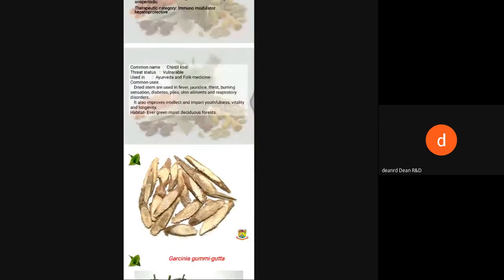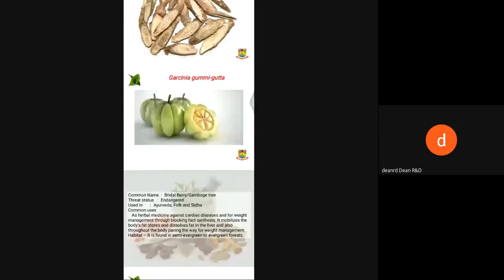Then the next one is the Garcinia gummi-gutta. This is a substitute for our tamarind in the Konkan Valley as well as in Kerala. They use it very widely for acidic purposes. It is commonly called the bridal berry as well as the gamboge tree. Again, it comes under the classification of endangered species.